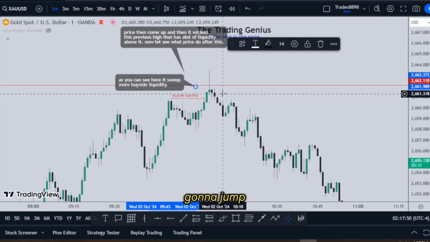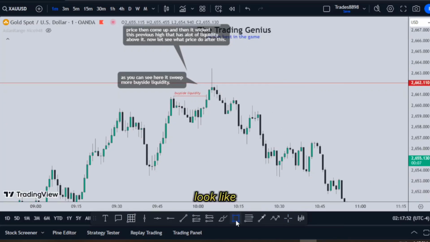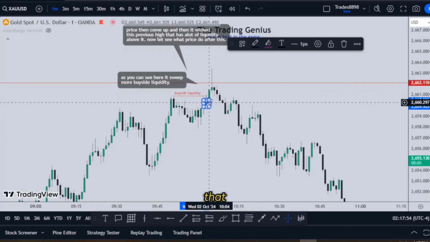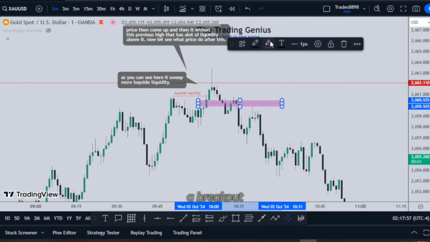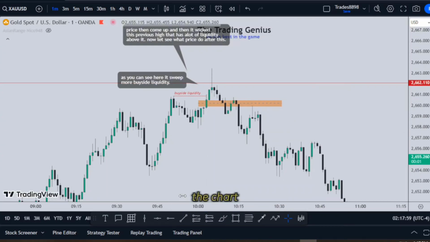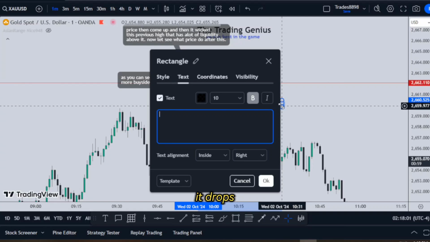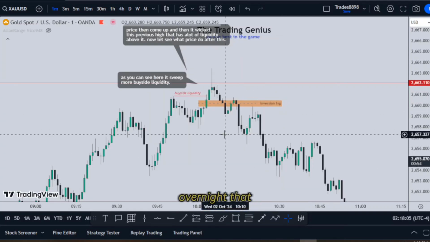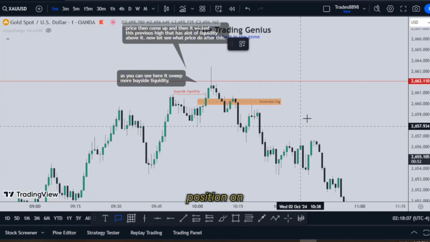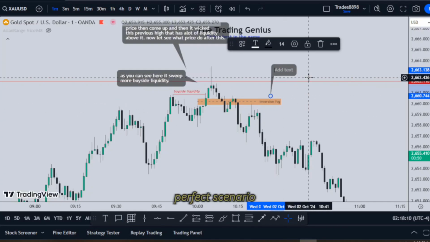So it's going to jump a little bit, look like it's going to go higher. The public will chase that, even if they don't have an order that's going to buy at a breakout on a 1 or 5 minute chart. And then it drops and it stops them out, and it stops out anyone overnight that may have a long position on. That's the perfect scenario for a Judas swing on a classic buy day.